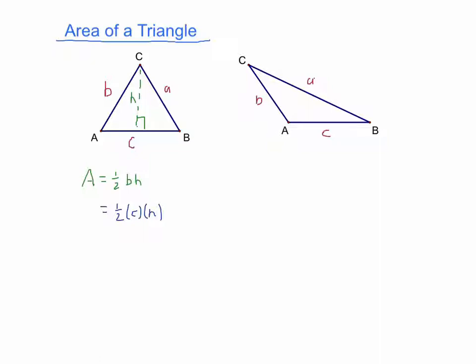Now, this is still nothing new, but what we're going to go about doing is I'm going to try to eliminate this H and replace it with either the sides and/or the angles of our triangle. And the way that we can do that is when I constructed the altitude of the acute triangle, we now have two smaller right triangles.